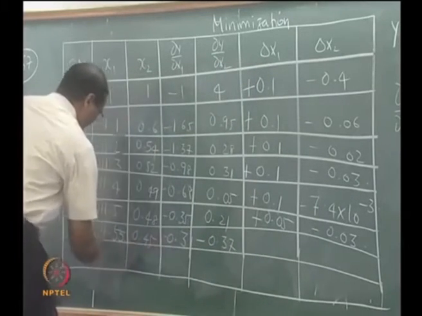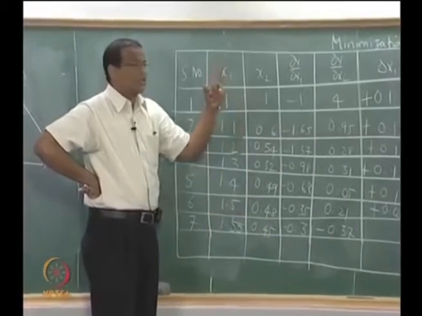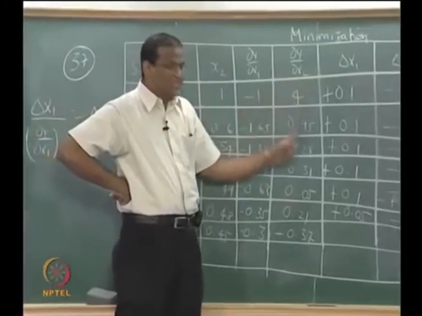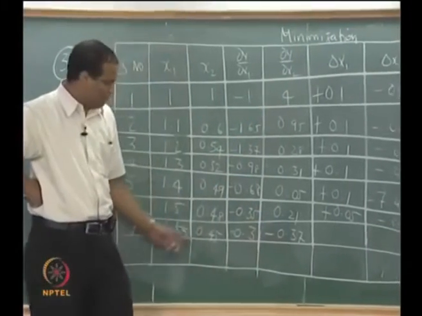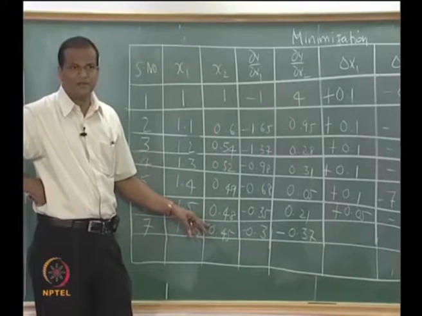Now for the first time dy by dx2 is changing sign, right? Please look at the board. For the first time dy by dx2 is changing sign. It is telling us that we have overshot the answer. What is the actual answer? 0.455 something.